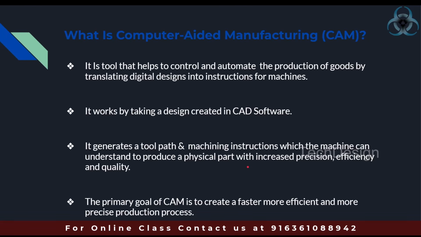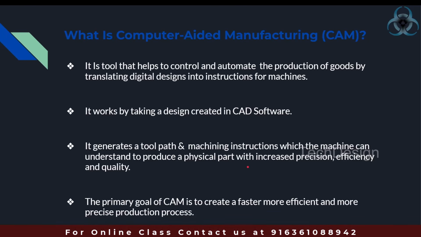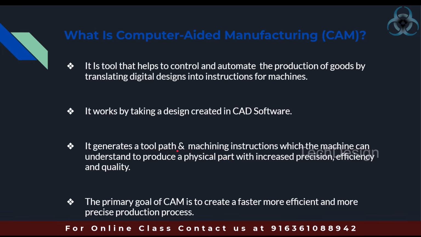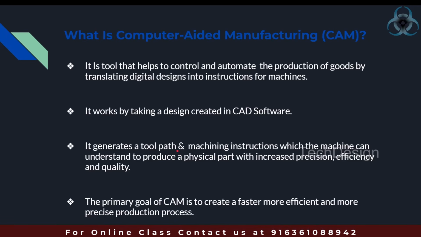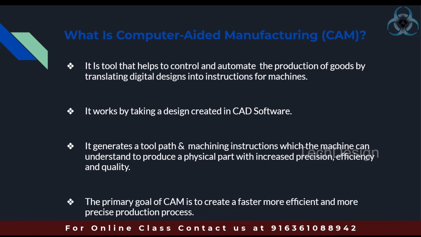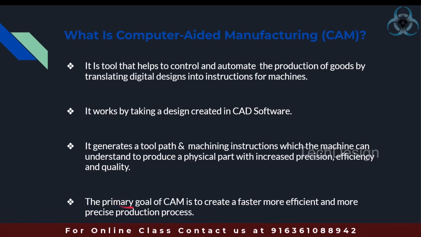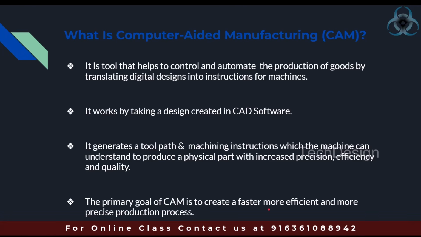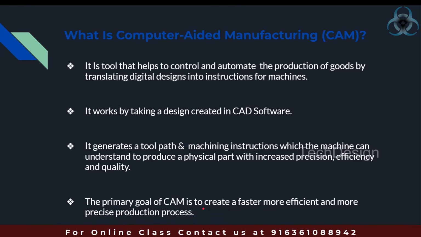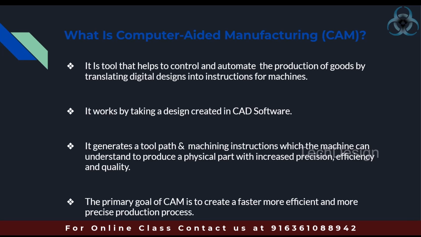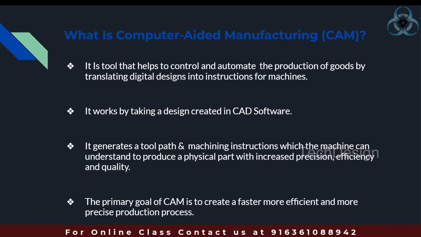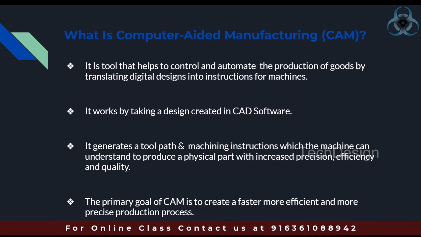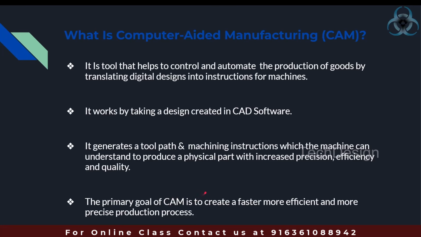So when you take a CAD model to a CAM application, it will create a tool path and machining instructions in order to create a physical part with increased precision. The primary goal of CAM is to create a faster, more efficient and more precise production process. Whatever production or manufacturing you are doing should be fast, efficient and precise. That is the primary role of CAM.